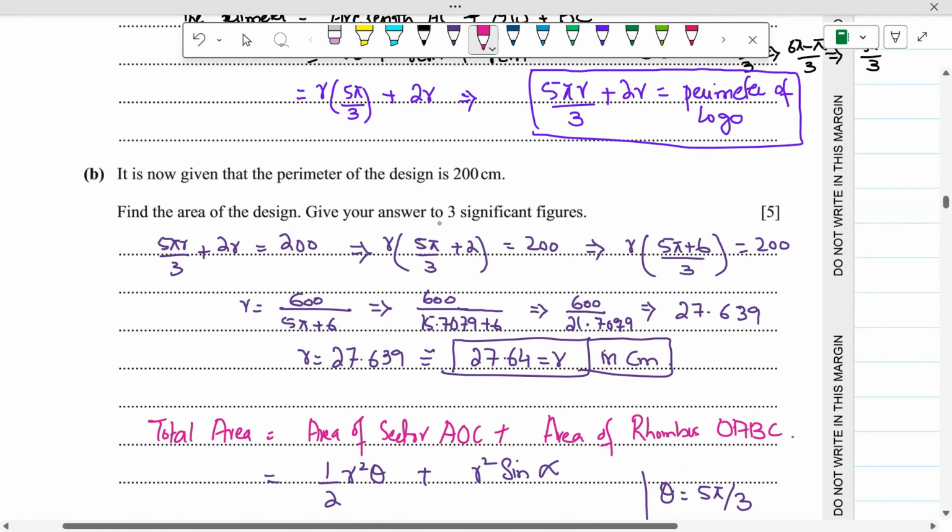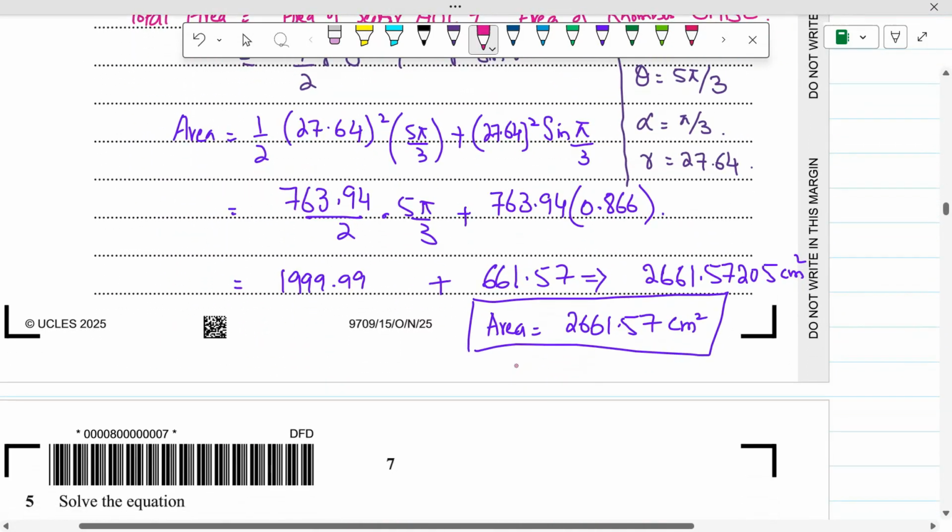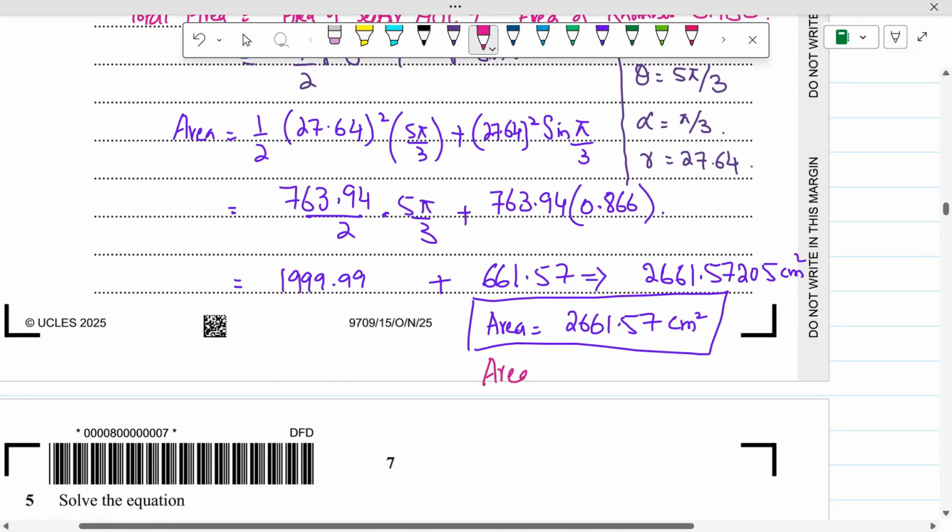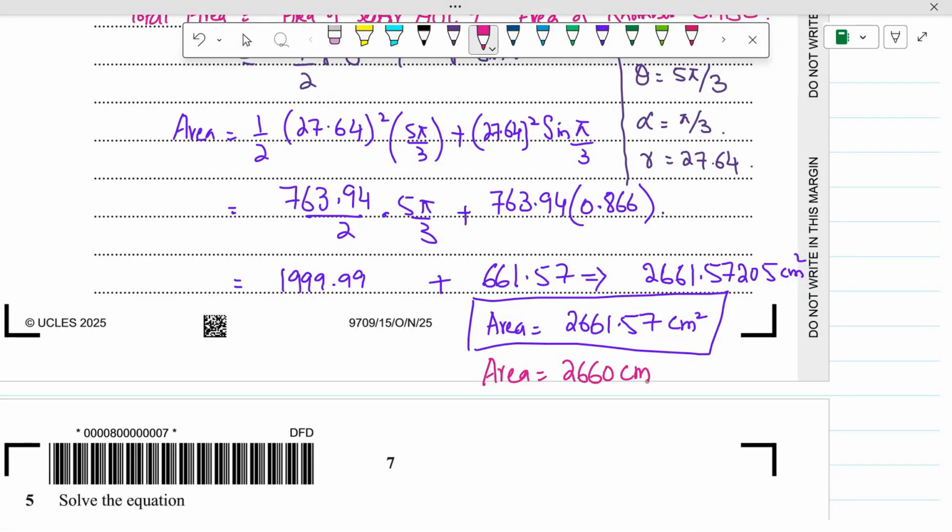And the answer should be in three significant figures. So we can say that the area is equal to 2660 centimeters squared. So these are three significant figures. Okay.